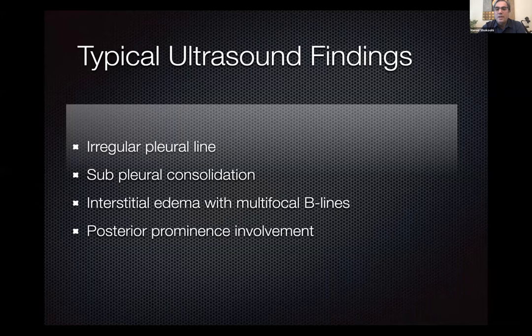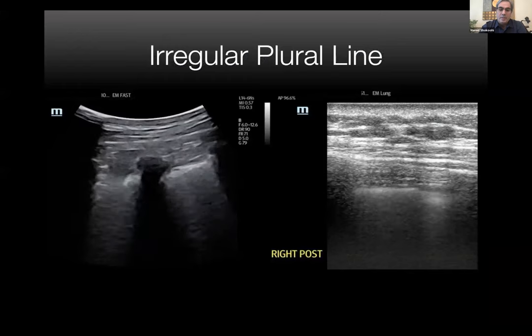If you are scanning and you see everything in front and nothing in the posterior part, then you are having a pitfall in terms of the technique. So that's part, it could be atypical.